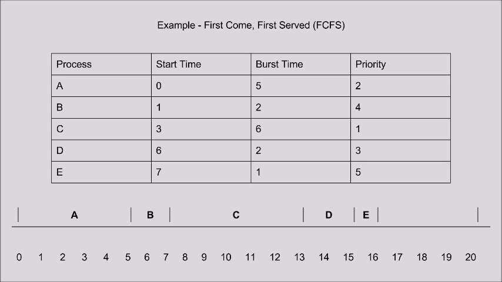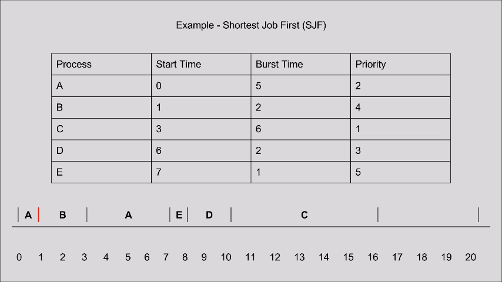So first come, first serve is pretty straightforward. The first process to show up, the process with the lowest start time, is going to get to run to completion, and then we move on to the next process. The shortest job first, we start off running A, and then B shows up and we see, oh, B would actually complete faster if we start B right now than if we were to wait for A. So we're going to throw A to the side a little bit. We're going to run B, and then when B's done, we'll go back to A. So in a shortest job first, we can throw out really long jobs in favor of shorter jobs.